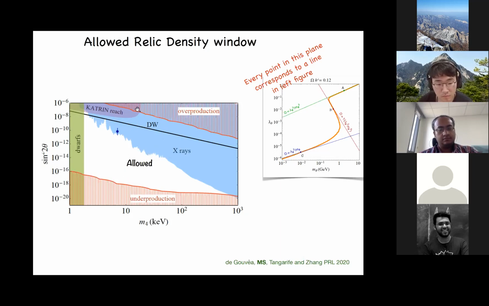But if you believe the Lyman alpha bounds, then that actually rules out things up to tens of keVs or so. Okay, then still some parameter space is still allowed. Yeah, exactly. Okay.